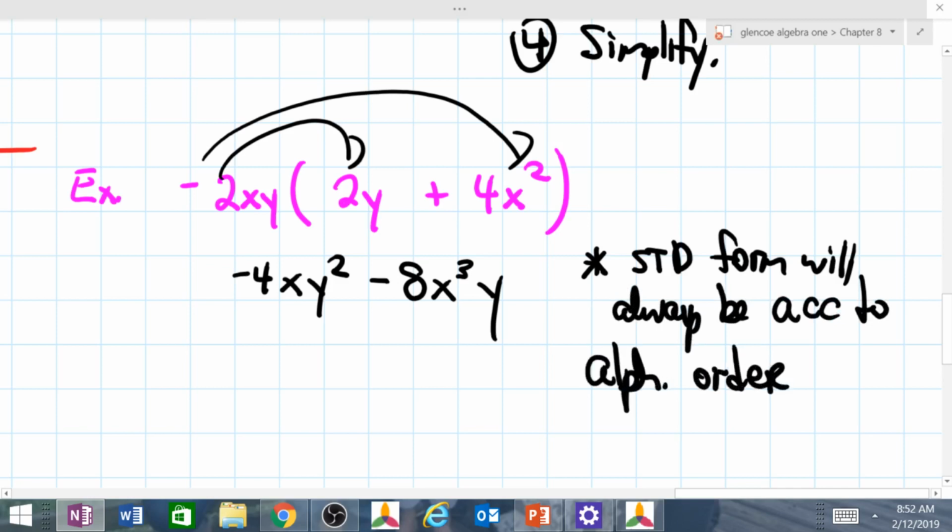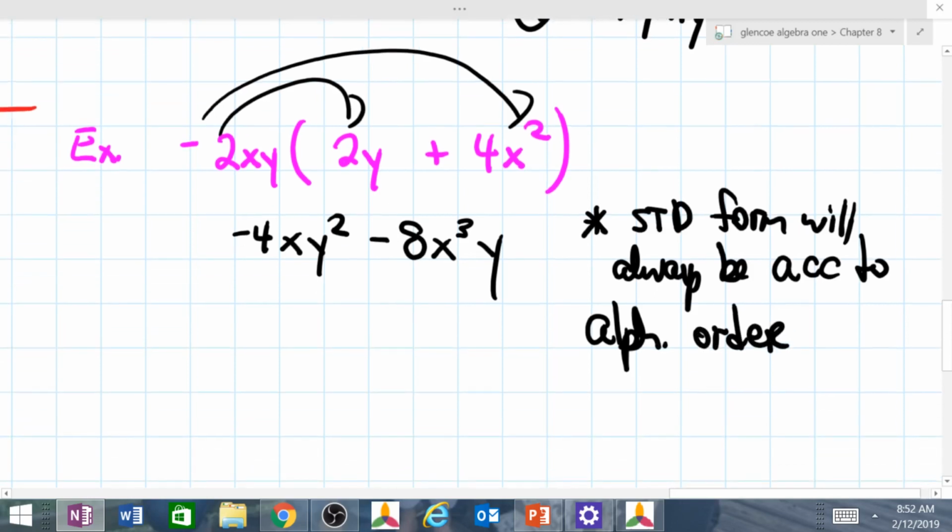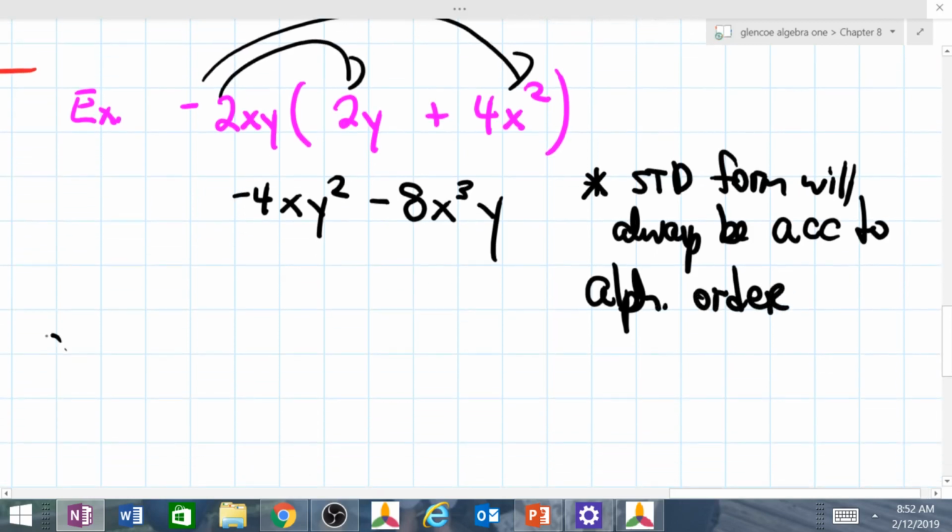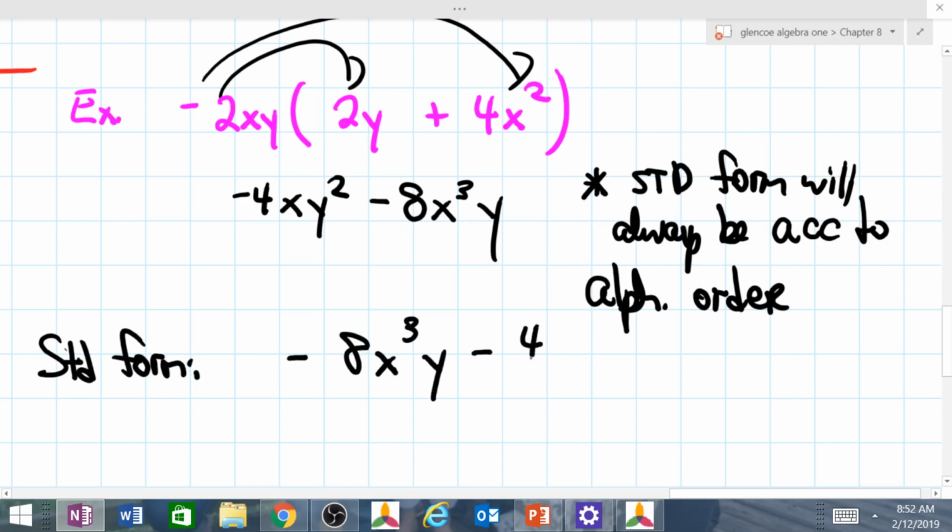And in this case, which letter comes first, x or y? X. So in standard form, my answer would be negative 8x cubed y minus 4xy squared. So basically, listen carefully to what I'm about to say. When you have two variables, you're going to do standard form alphabetically according to which variable, in this case x, has the greatest exponent.